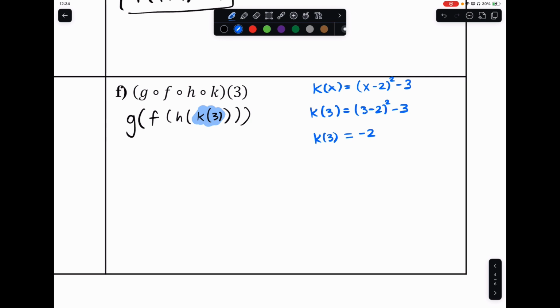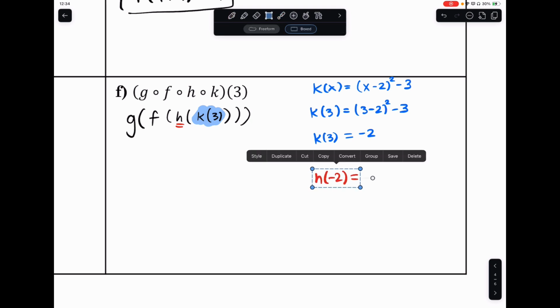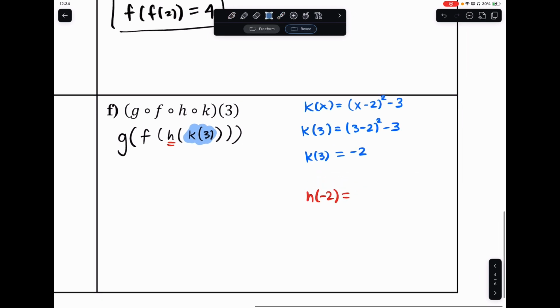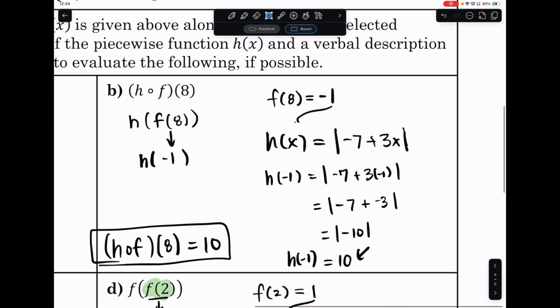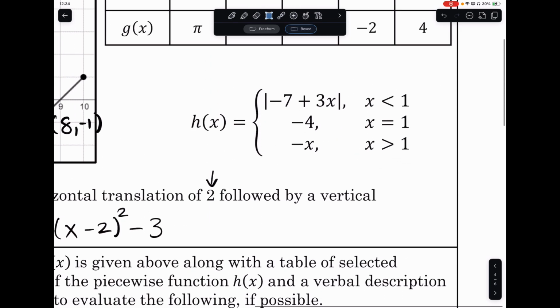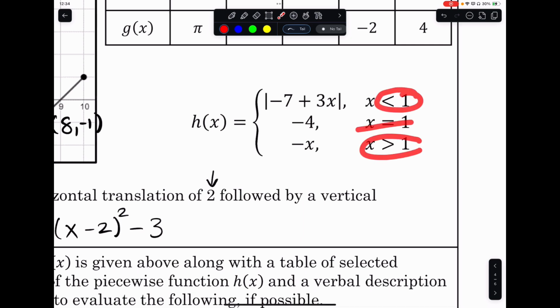We're now going to get this answer and work again on the outside and now figure out what h of this value of -2 equals. Well, again, h is a piecewise function. Let me move this down. H is a piecewise function. And of the 3 pieces we're going to use the top piece yet again because the number we're plugging in is -2, and -2 is smaller than 1. It's not bigger than 1, and it obviously doesn't equal 1, so we're going to use this piece right there.